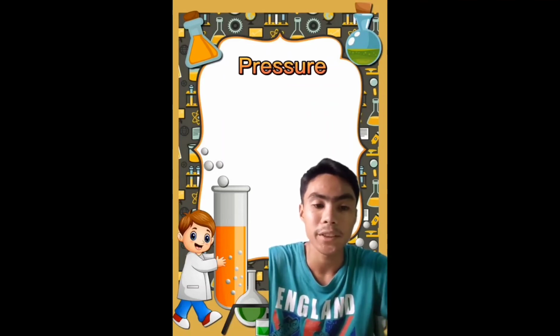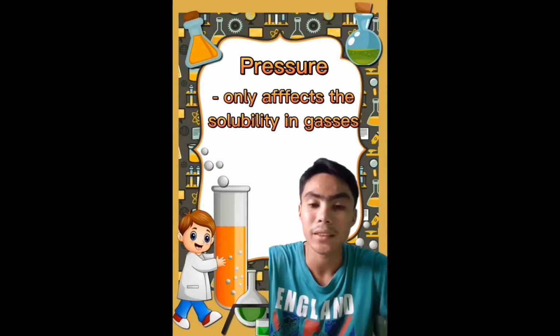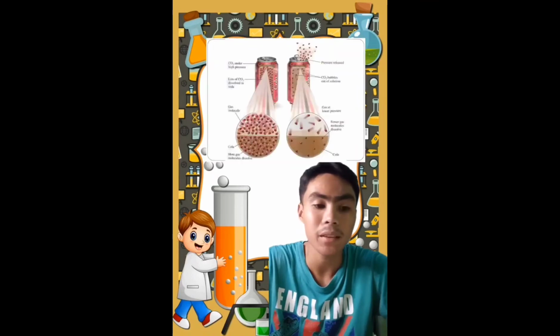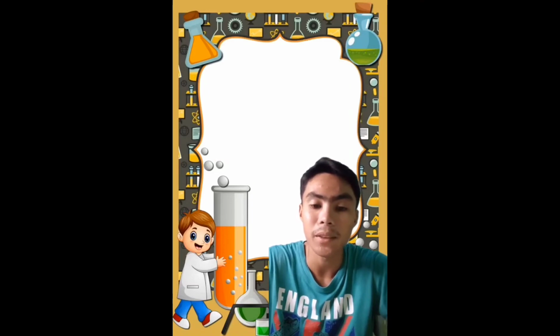Second is pressure. It only affects the solubility of gases, like when you shake your sealed bottle of soft drinks. The carbon dioxide is under high pressure, even if you don't shake it. Also, soft drinks have a lot of dissolved carbon dioxide. So when the sealed bottle is opened, it releases the pressure and some bubbles come out.